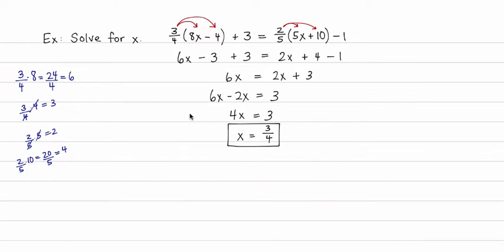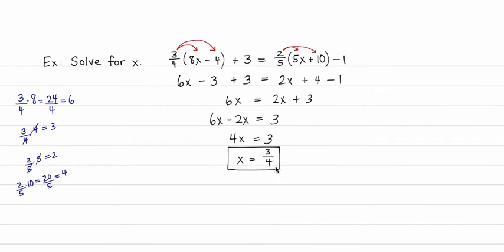Remember that you can always check whether or not these answers are right. We can take that 3 over 4 and plug it back into this left-hand side and work out the answer, right? And then take that 3 over 4, plug it into the right-hand side, and work out a number on this side, and those two numbers should be the same. As long as they give us the same number, then we know that we've done this properly, okay?